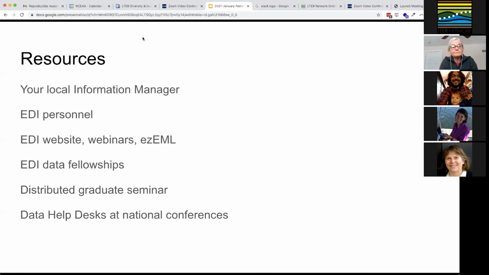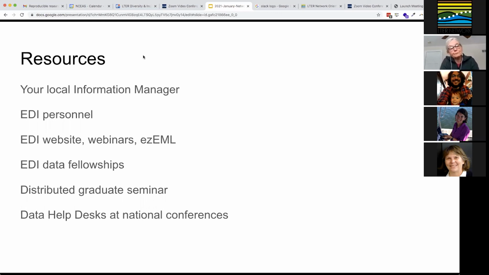Next slide, please. So here's a list of additional resources. Of course, first and foremost, it's the local LTR site information manager that should be your first stop for any kind of questions. But as I said earlier, if you are moving into the LTR and have already data from earlier theses or projects, we're happy to help. And there's EDI personnel, EDI data managers that can do about the same thing as your local information manager, except knowing very specific, site-specific information.